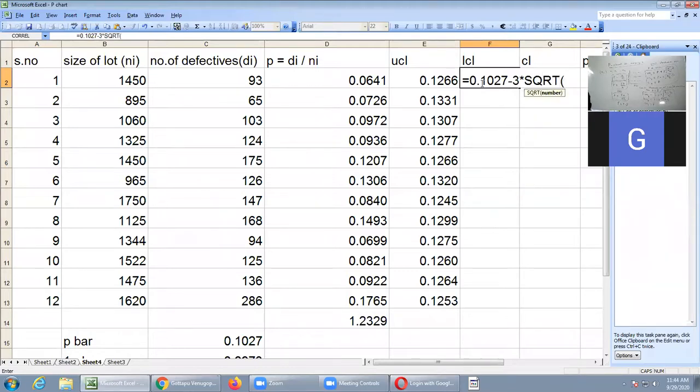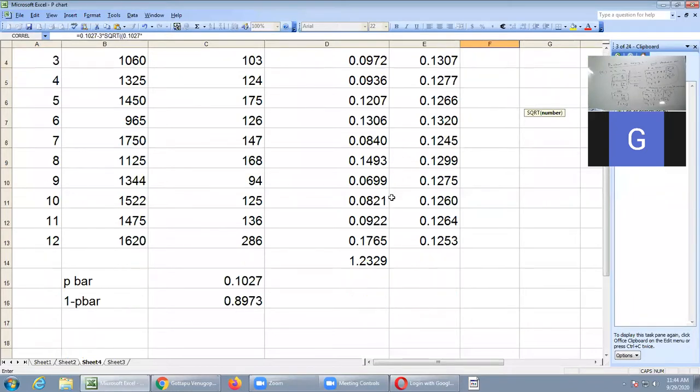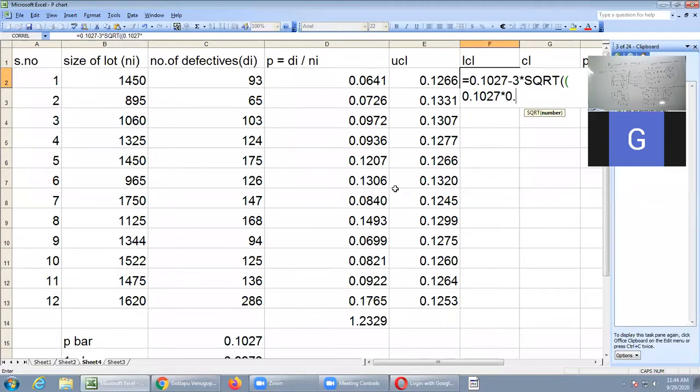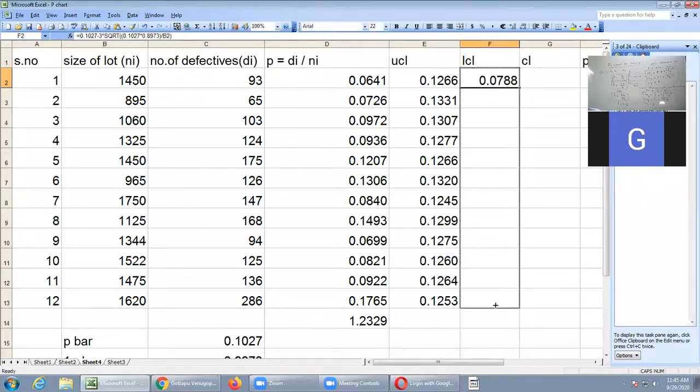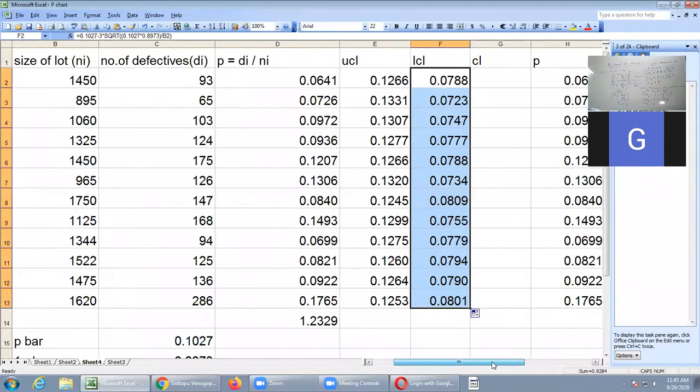Open the brackets. You can open 2 brackets because numerator and denominator are there. So P bar 0.1027 into Q bar, 1 minus P bar. What is the 1 minus P bar value? 0.8973. Now close the numerator bracket, then divided by n values, which are changing. First n value I am selecting, then close the brackets and press enter. Automatically you will get the first LCL value. Now you have applied the formula, you can drag and you will get the remaining values.